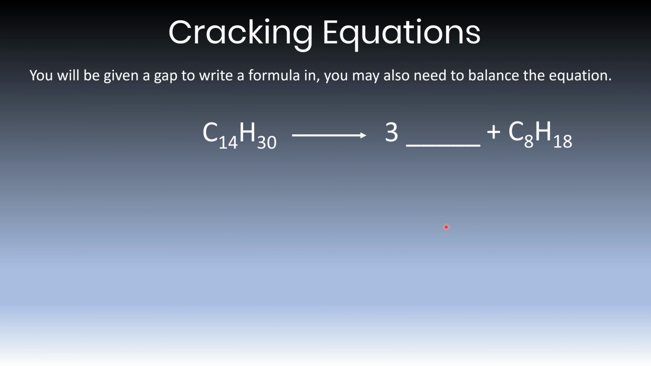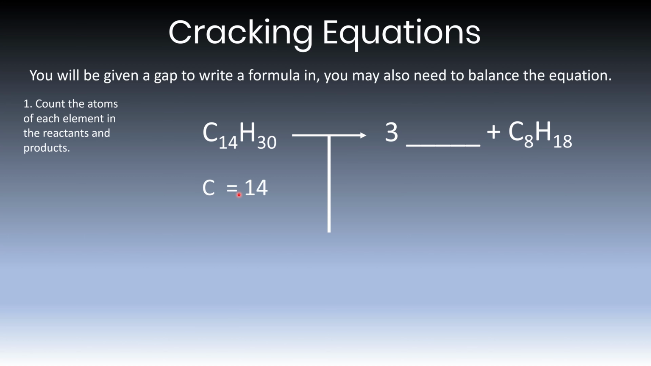Let's have a look at another example now. So we've got C14H30 undergoing cracking to form 3 of something plus C8H18. So again, what we're going to do is count the atoms of each element on the left in the reactants and the right in the products. So I've got 14 carbon atoms and 30 hydrogen atoms. I don't know what's here yet, but over here I've got 8 carbon atoms and I've got 18 hydrogen atoms. So we've got to work out what goes in this gap.